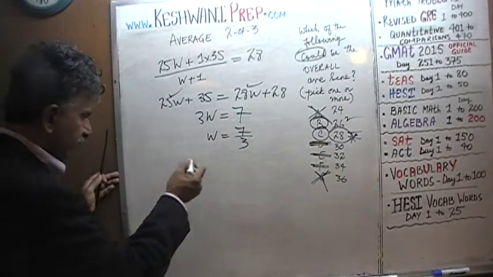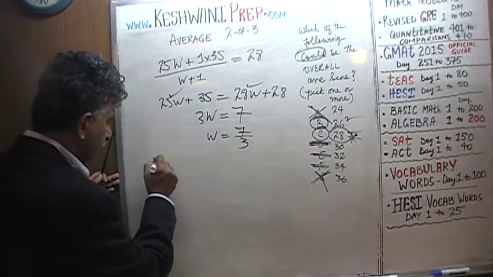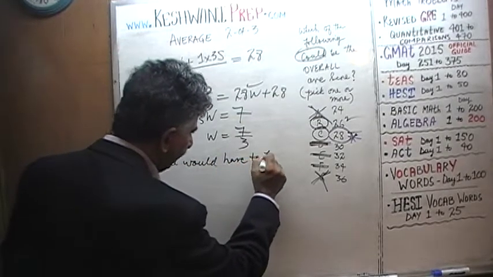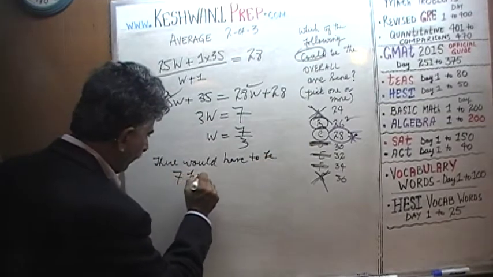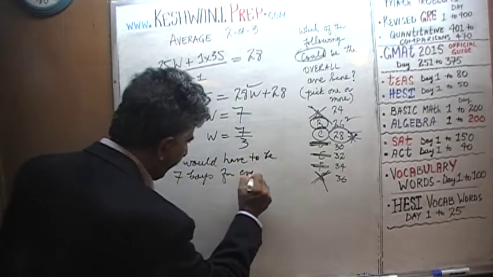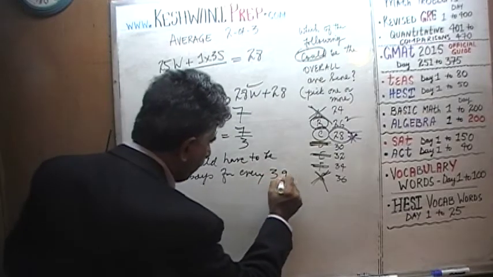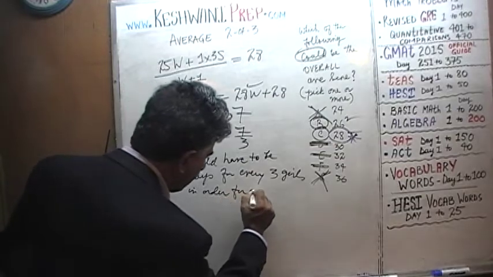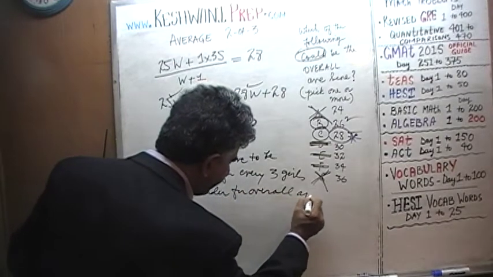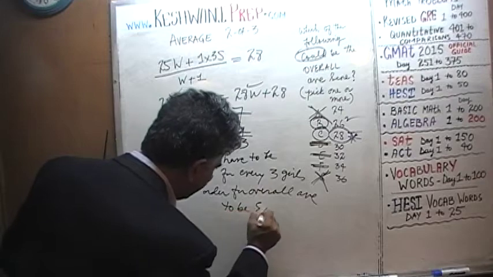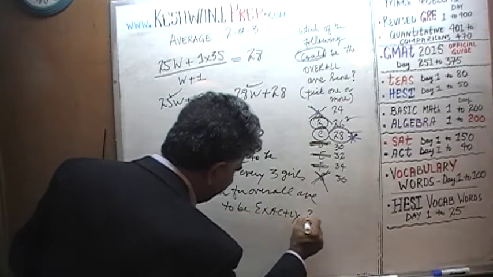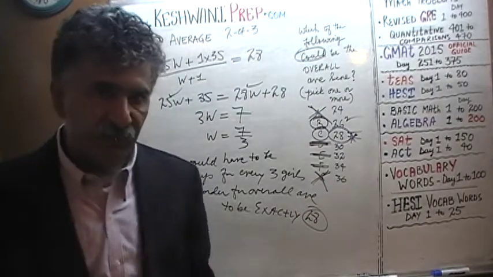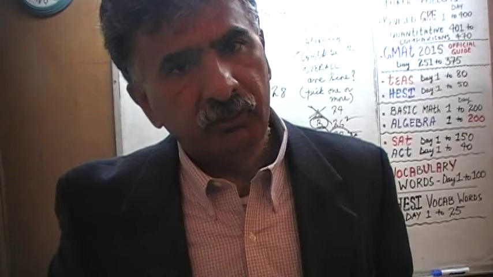So what this tells us is that there would have to be 7 boys for every 3 girls in order for the overall average to be exactly 28, given the scenario that the boys on average scored 25 points and girls on average scored 35 points.